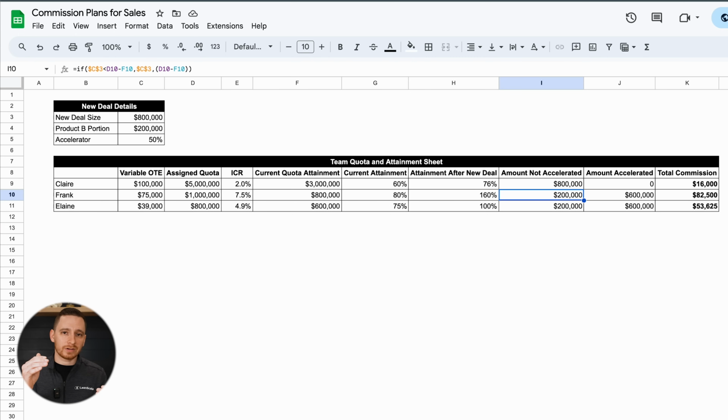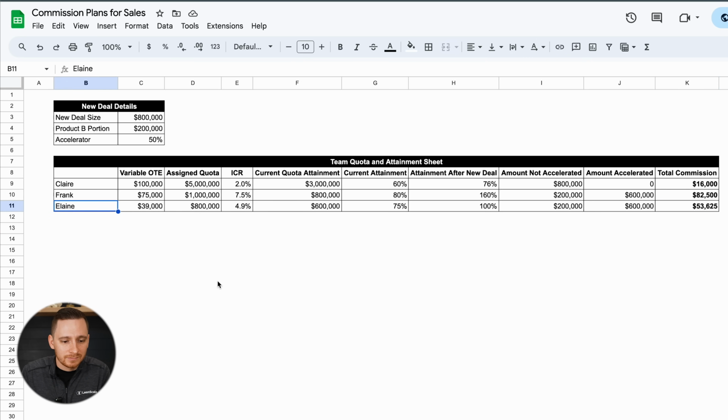The first portion of the deal, $200,000, will not be accelerated. That's just going to get him to his quota. But he's going to have $600,000 that is commissioned at a much higher rate, 50% more than his original commission rate. So his total commission is going to be $82,000.